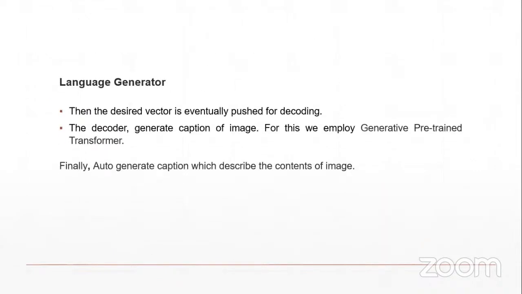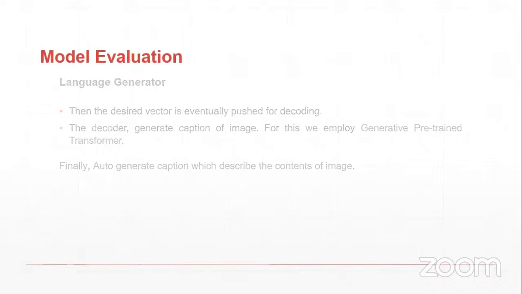When we finalize and extract the objects from the image, we give this to the language generator model. Then the generative vector is pushed to the decoder. First, I will talk about the encoder and decoder. The encoder is our CNN, which extracts different features from the image. Then we give these features or objects to the other model, the decoder, which I call the language generator: the generative pre-trained transformer.